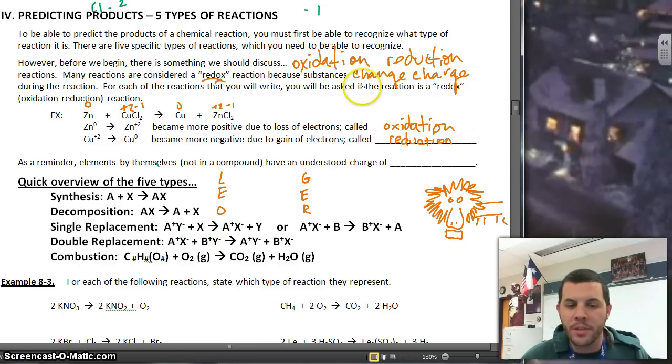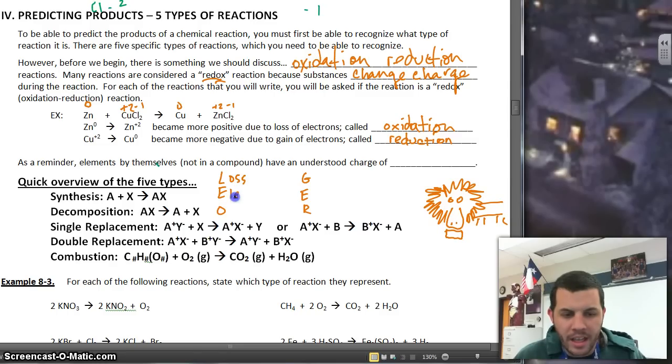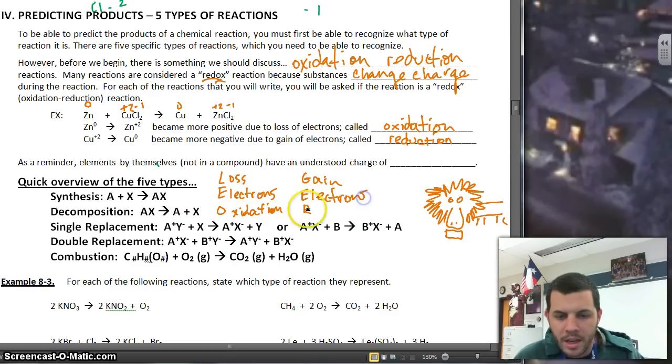Now, you're probably wondering what this means. This means that the loss of electrons is oxidation, and the gain of electrons is reduction. Okay, that's what Leo says grr means. Loss of electrons is oxidation, gain of electrons is reduction.